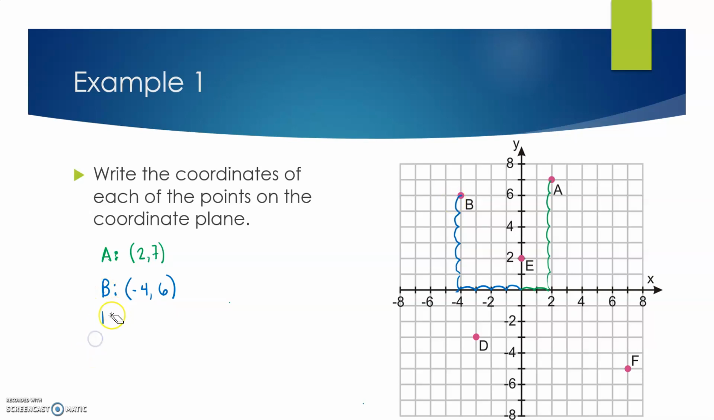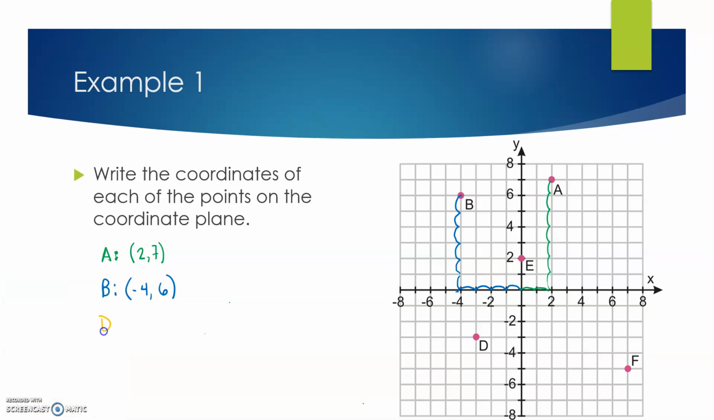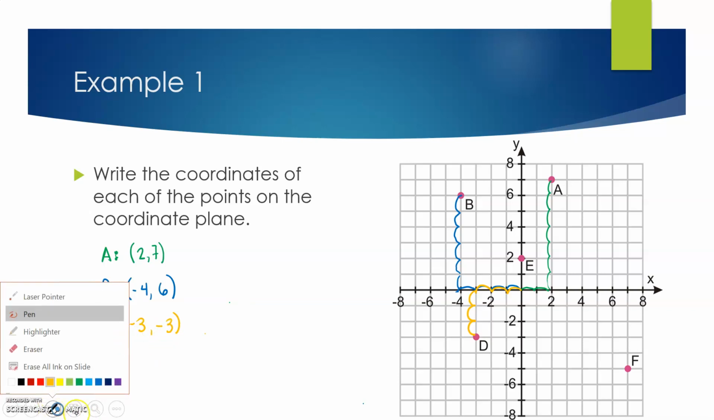Let's see. So to get to D, I move 1, 2, 3 in the x direction, but it's negative 3. And then I move down 2, 3. And that is in the negative y direction, so the coordinates for point D would be negative 3, negative 3.